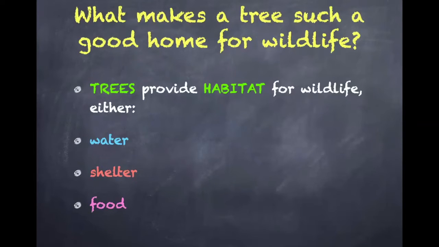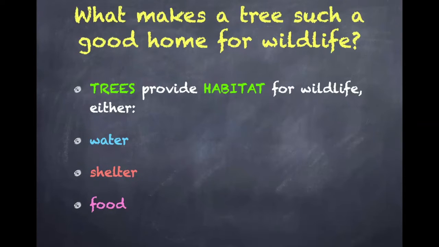To make a tree a good wildlife home, it must provide some type of habitat. You've probably already learned that habitat includes water, shelter, and food. Well, a tree is not going to provide a great deal of water, so only the smaller animals will benefit from any water that may be around the area of the tree. So right now, let's talk about animals that would use a tree for shelter and for food.